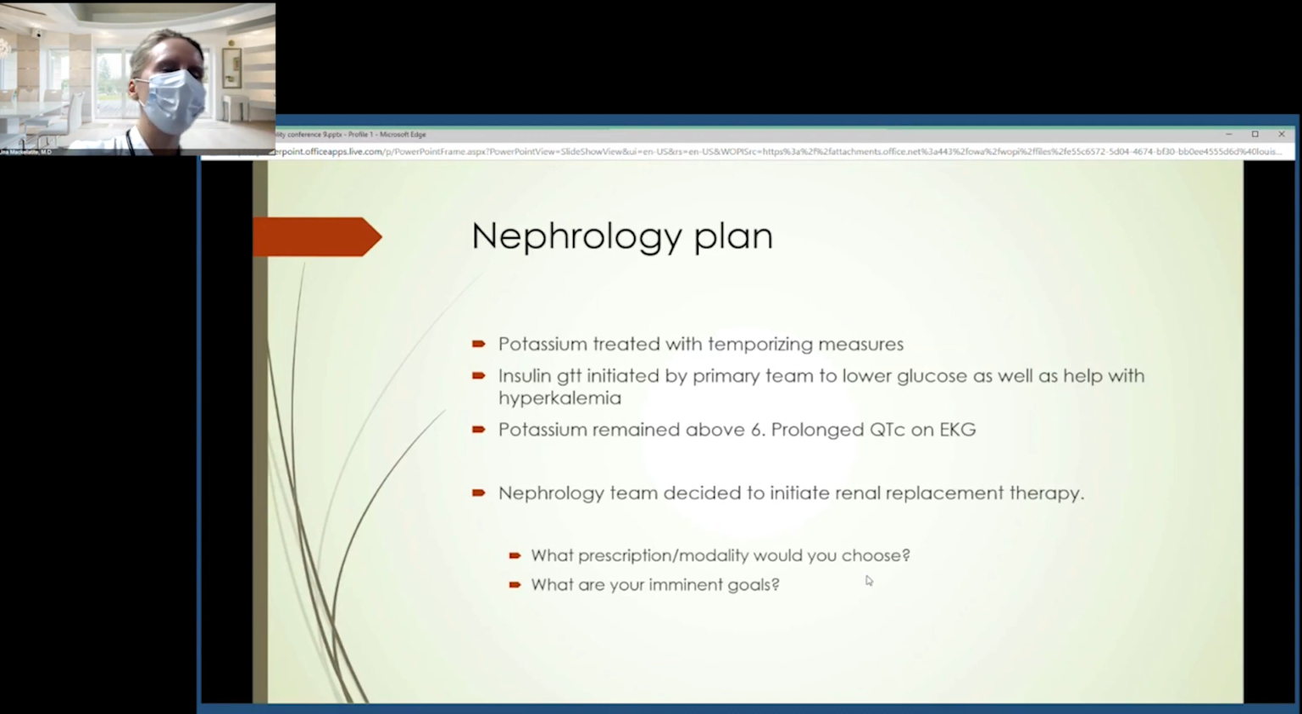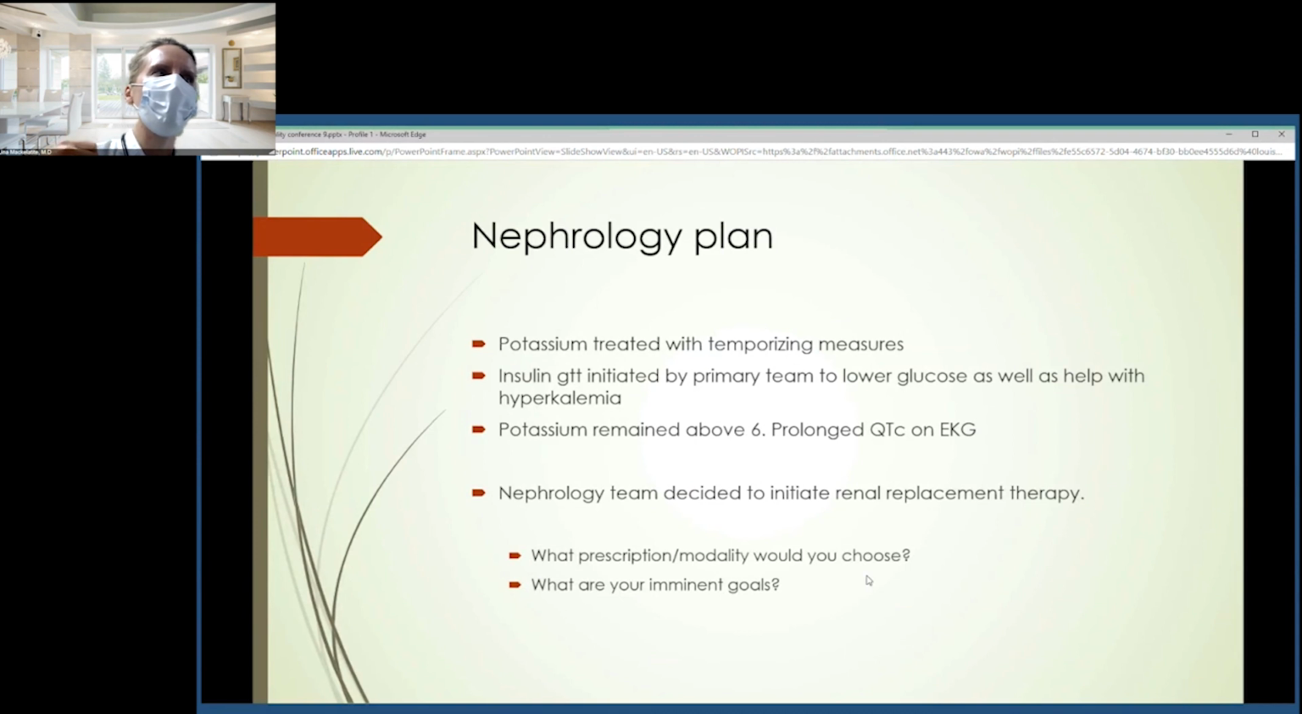Oh, so the response. So Dr. V said that he would choose continuous renal replacement therapy as opposed to dialysis because he is unstable. Although potassium is high, he would still choose a higher potassium bath because he's on an insulin drip, and that can lower potassium.